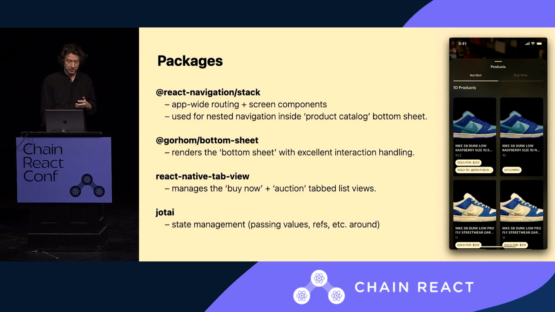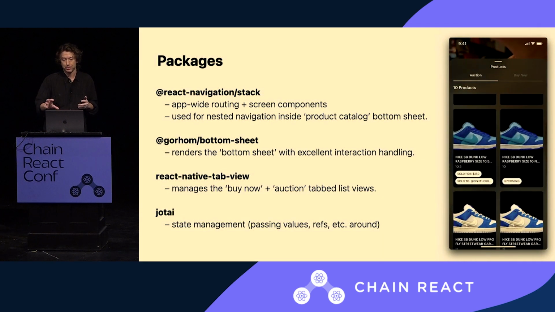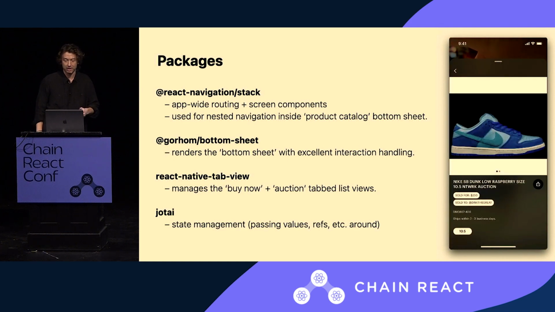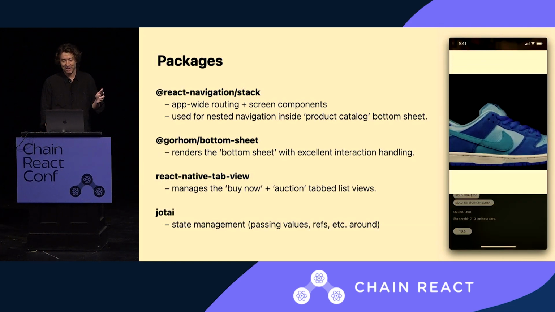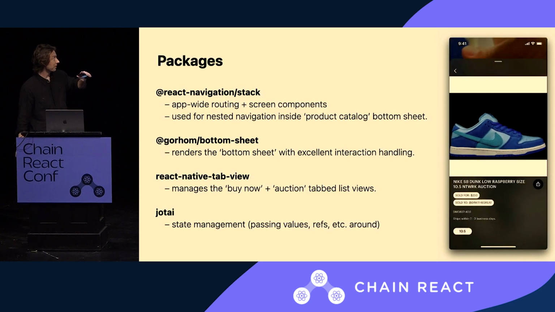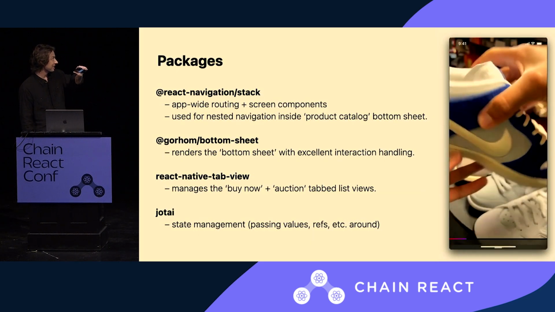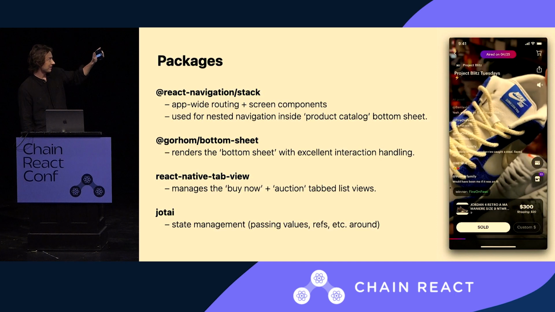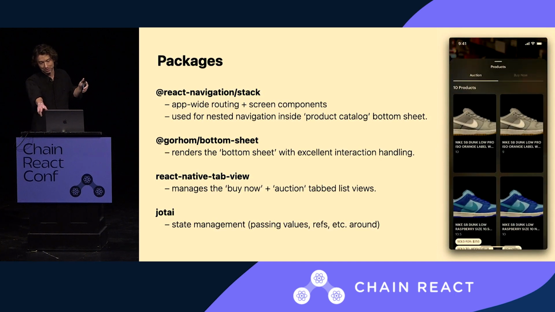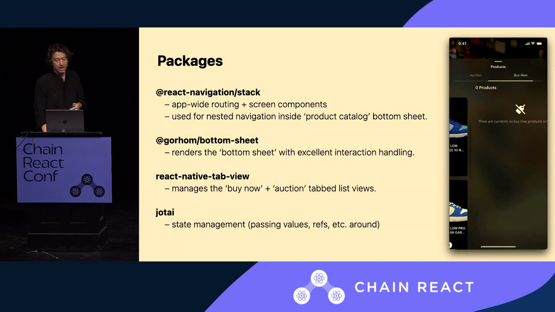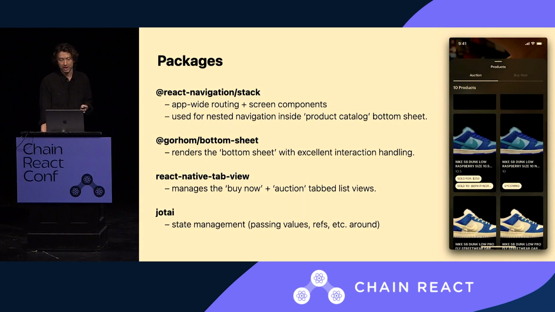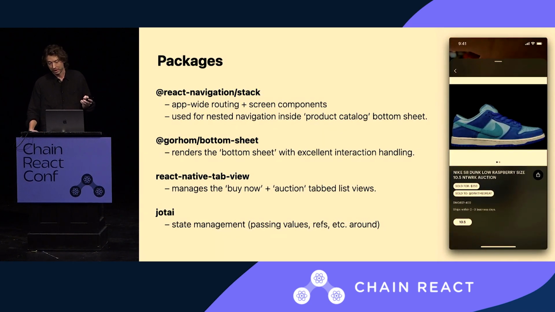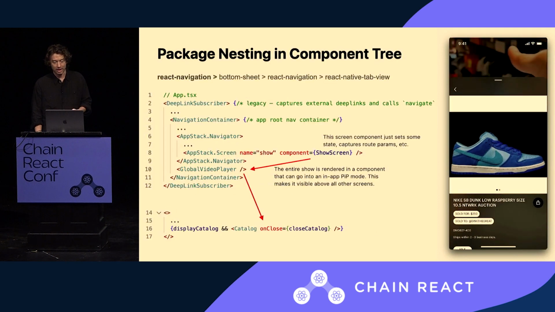Then we recently picked up a package called Bottom Sheet to handle this sheet that appears and renders all the content. We're using another package called Tab View to power the tab list view that you'll see in the video shortly, the buy now and auction list views right there. And then we're using a state management library called Jotai. It's a replacement for Redux, and that's been working out pretty well for us too.